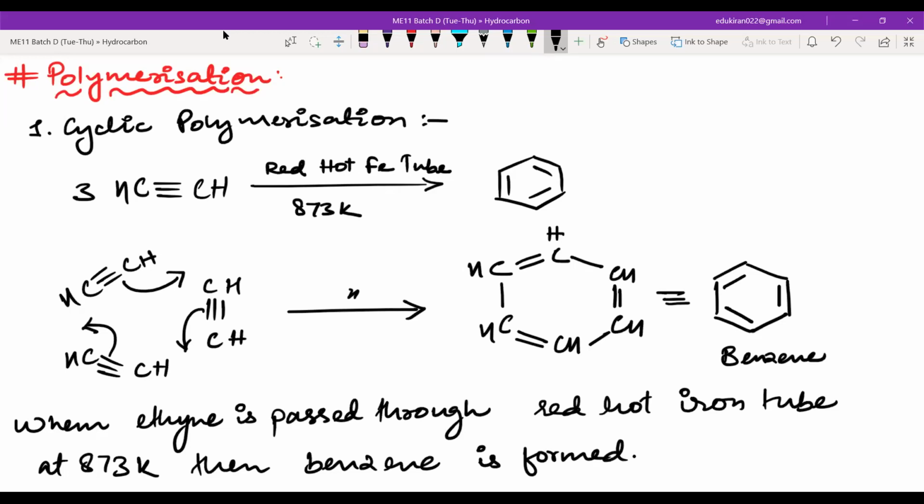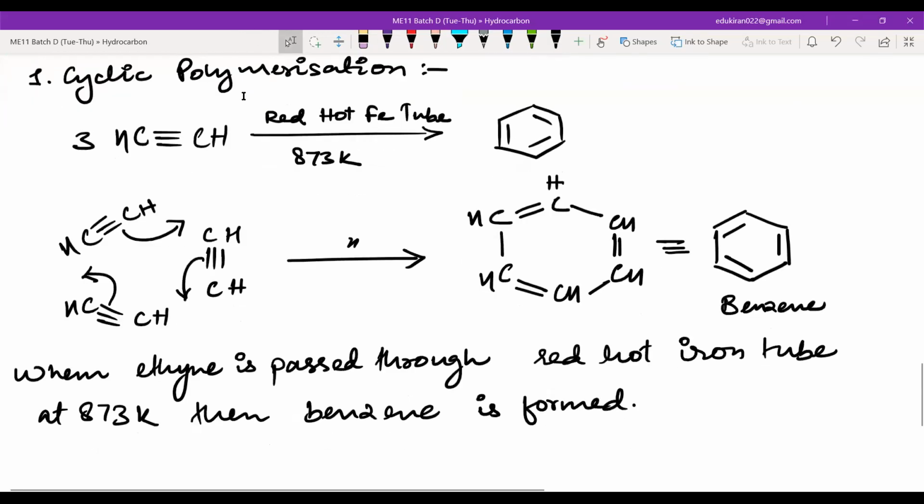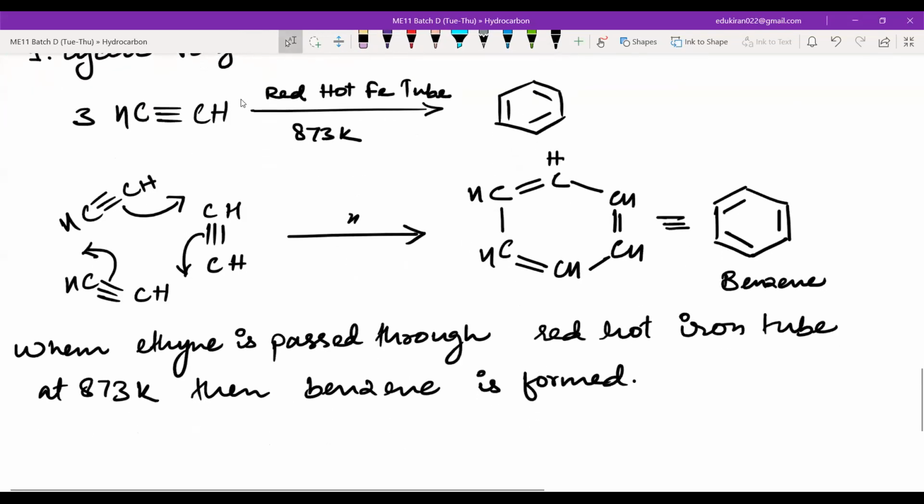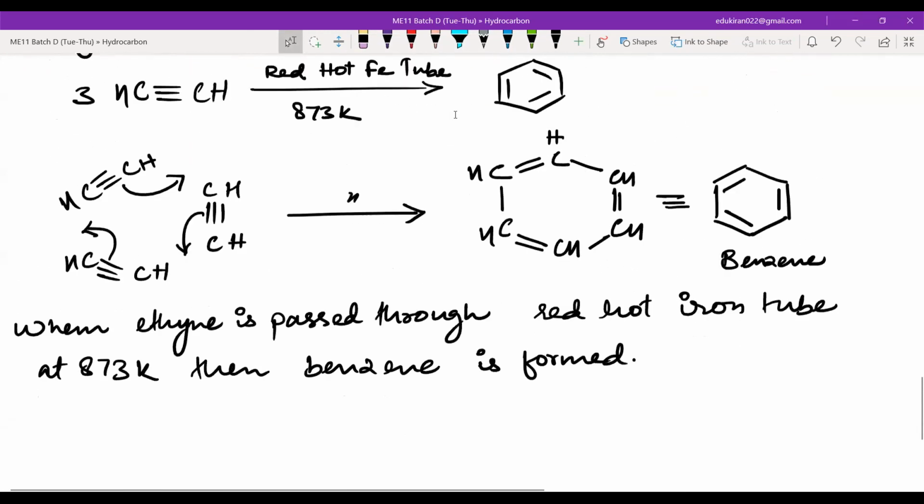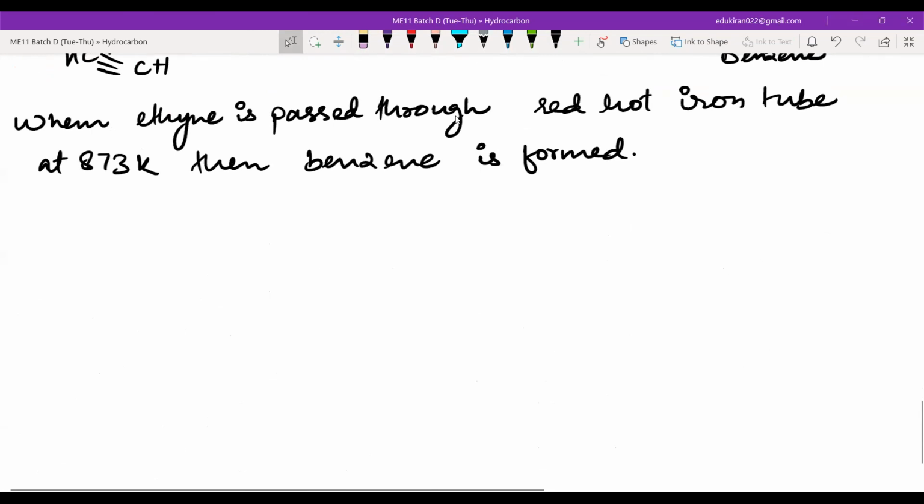So this is one of the examples of cyclic polymerization. Okay, now if you have 3 moles, then you will be forming benzene. But if you have more ethyne molecules, then you'll be forming larger cyclic molecules. Okay, so let us write about linear polymerization, the second part: linear polymerization.